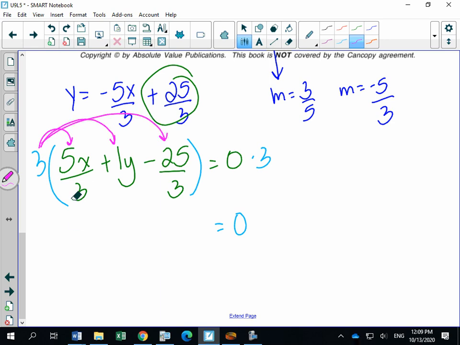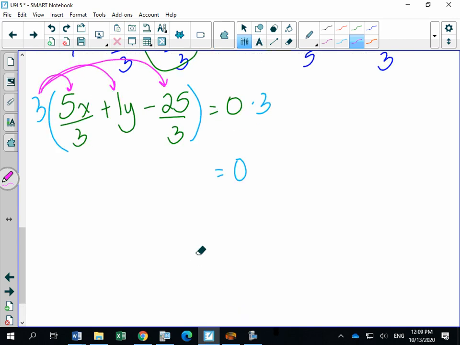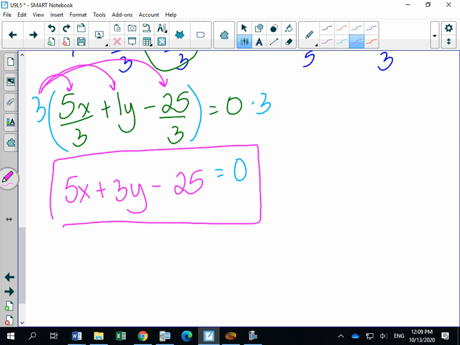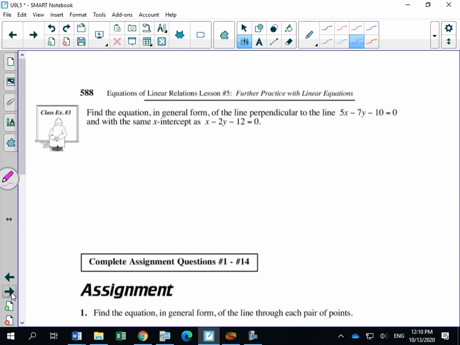5 times 5/3, if you were to do that, you would get 5 as an answer. You'd get 15 over 3, which would be 5x, plus 3y minus 25. So again, if you typed in your calculator 3 times negative 25 over 3, that answer would spit out, and that's our final answer. Okay, so very similar to a test question you guys did on Friday in relations to that. Okay, let's look at the last one, which is this class example here.